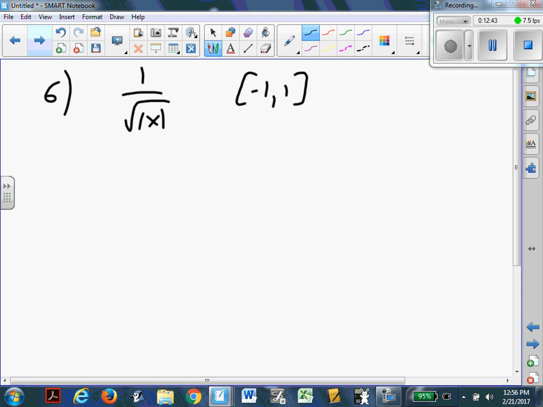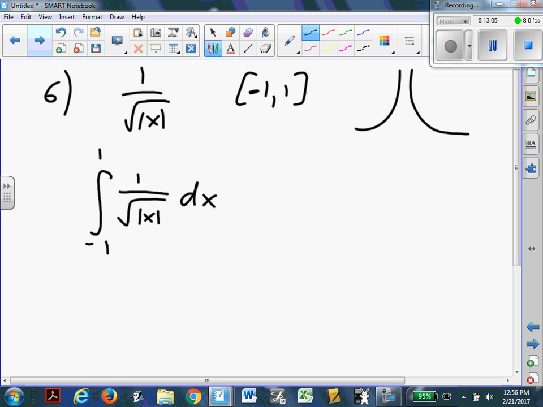And notice without the absolute value, I wouldn't be able to have negatives, because I can't take the square root of a negative number. But here, the only problem now is 0, because when x approaches 0, this thing winds up shooting up, like that. So once again, what we have to do is we have to take the integral from negative 1 to 1 of 1 over rad absolute x dx.